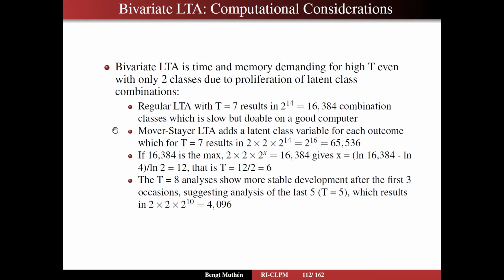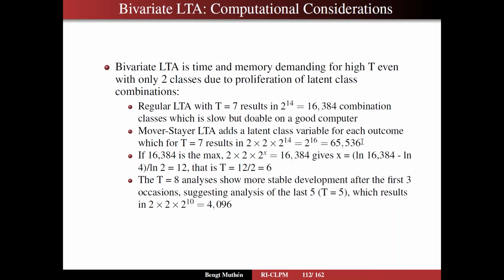Mover-stayer LTA adds a latent class variable for each outcome in its most general form, which for T equals 7 results in 2 times 2, those are the two mover-stayer latent class variables, and then 2 to the power of 14, the total number of observed variables, which will lead to over 65,000 latent class combinations. And that's out of the question for doing a practical analysis.